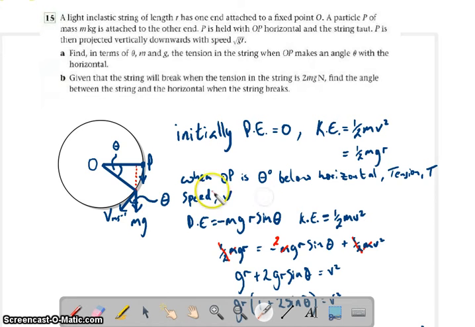It'll have tension T, it'll have speed v. So if we look at the potential energy, there's a loss in height. And as it drops down, that loss in potential energy gets converted into kinetic energy. So despite the fact that we said that the initial potential energy is 0, we can now say it's just a negative. It's fine.